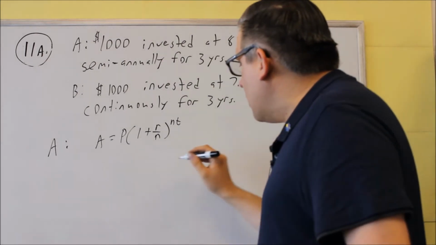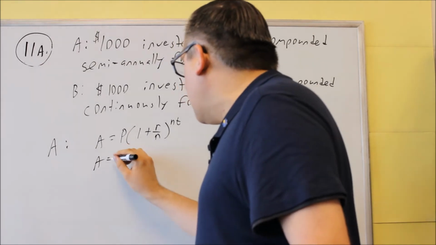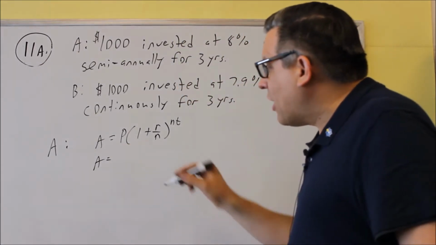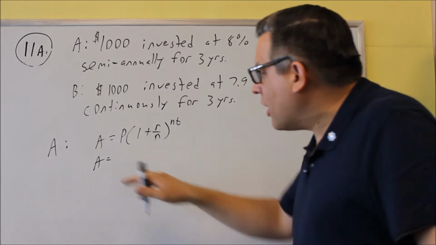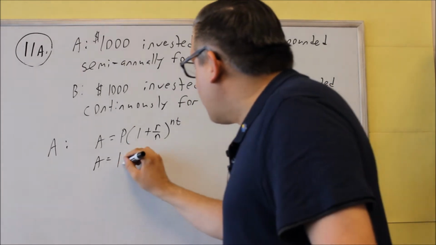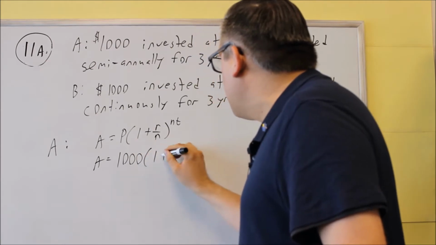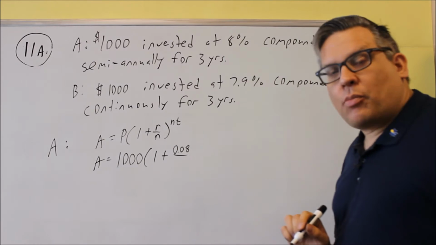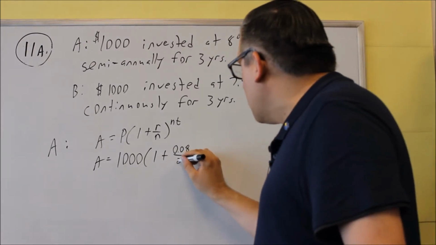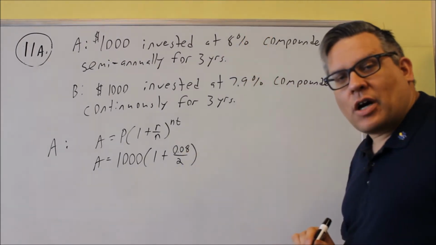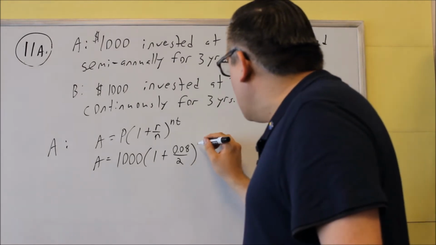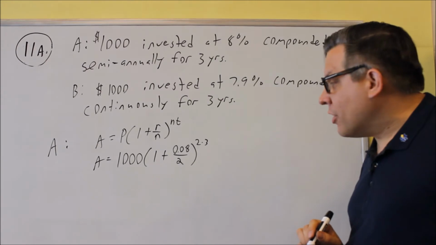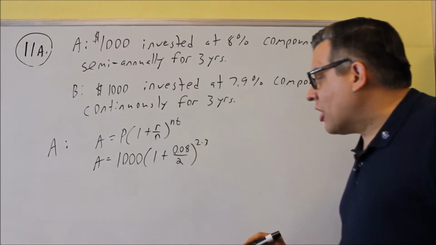So let's put this in. The A is the amount in your account after the interest has been added. 1,000 is the amount that you're investing. The rate is going to be 8%, so 0.08 divided by 2, how many times it's compounded per year, raised to the N times T. So in the exponent, you're going to have 2 times 3 there. So that would be the setup.